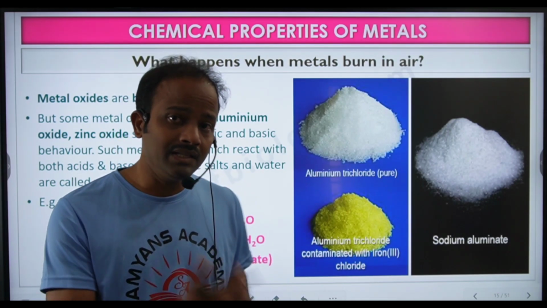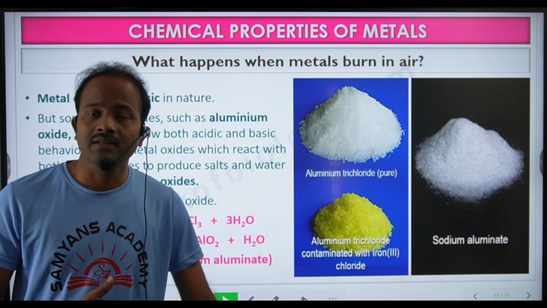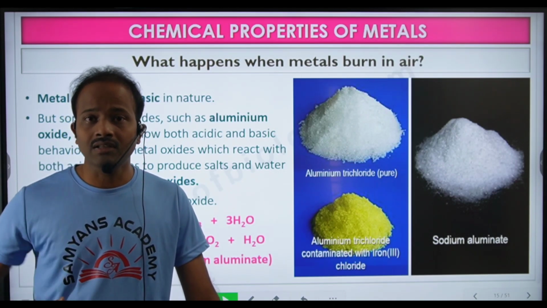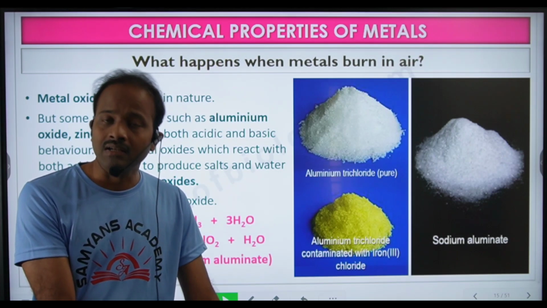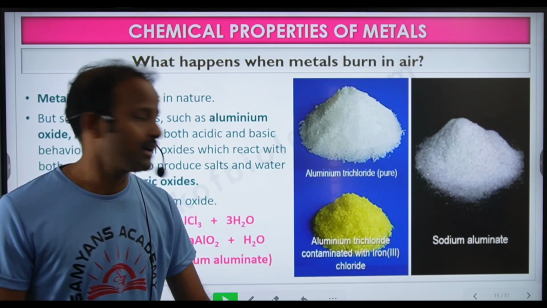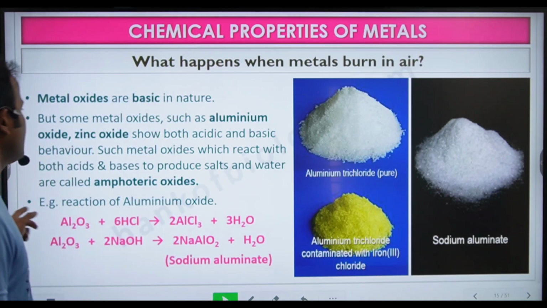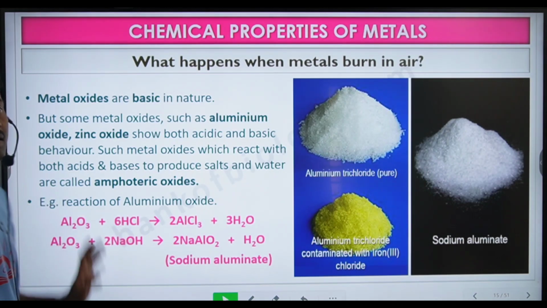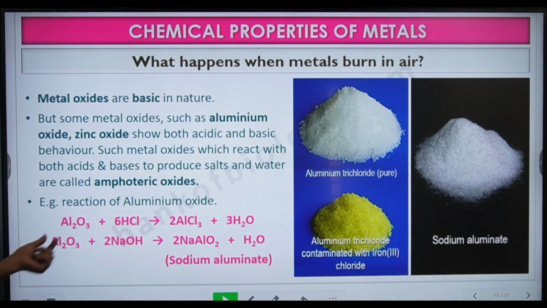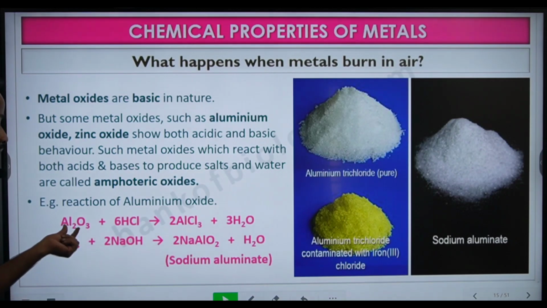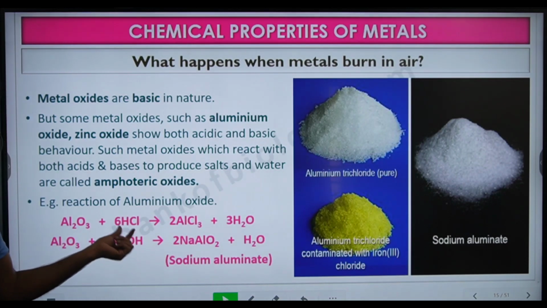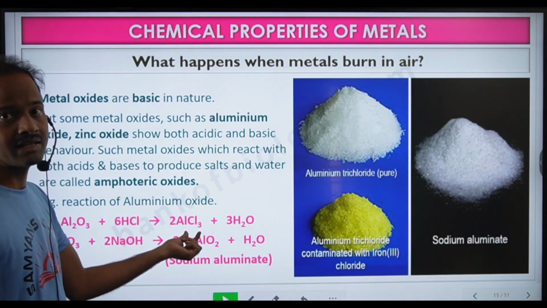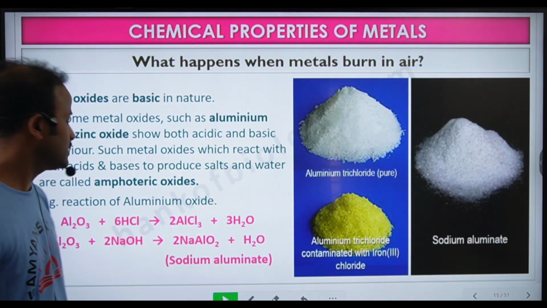When aluminum oxide reacts with a base, it behaves as an acidic character. When aluminum oxide reacts with an acid, it behaves as a basic character, which means it can show both acidic and basic properties. Now you see, this is aluminum oxide. When it reacts with the acid HCl, it gives salt and water. The salt formed here is AlCl3, aluminum trichloride, and water is formed here.